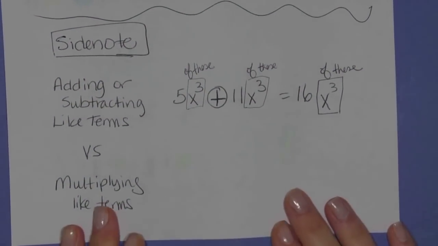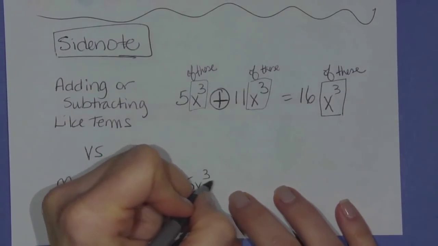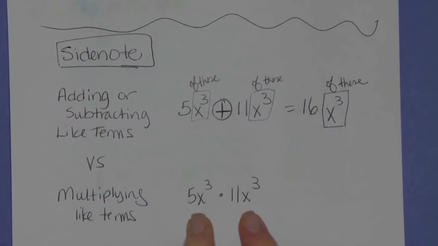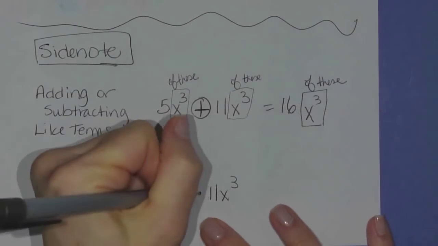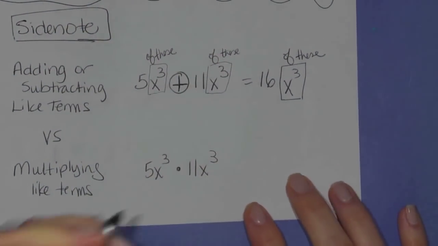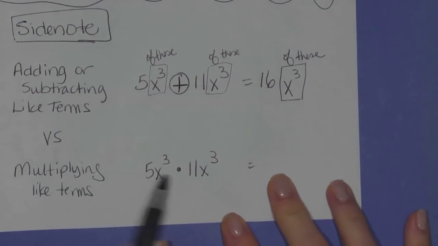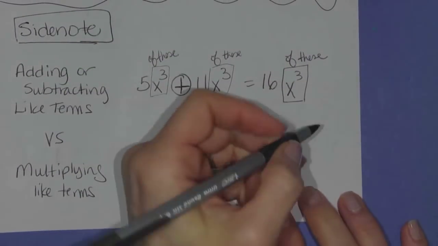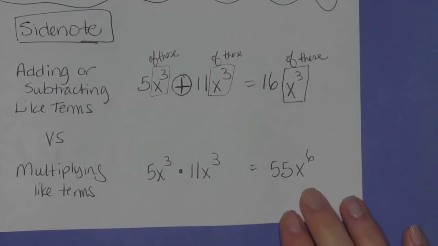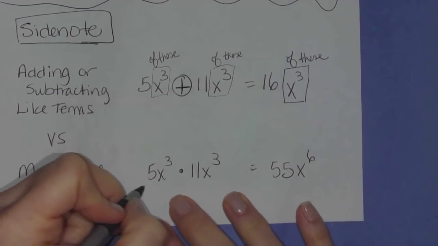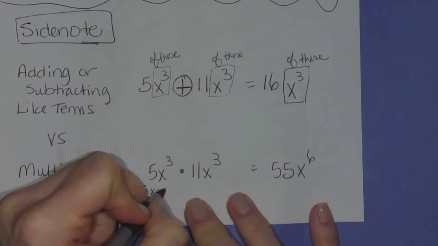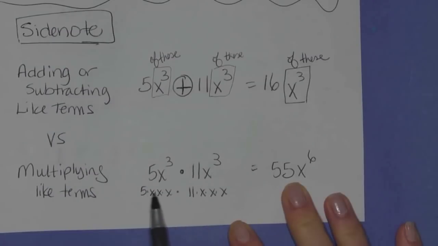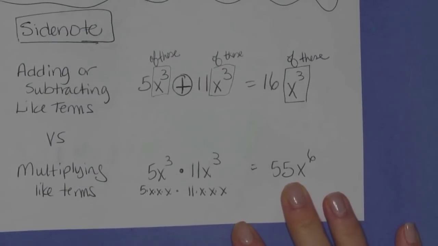Here's where it gets confusing. If I ask you to multiply these two like terms, right? 5x to the third times 11x to the third, we know by the product rule that 5 times 11 is 55. And that when we add these exponents, we get x to the 6th. And if you break things down because you don't like shortcuts, this is 5 times x times x times x times 11 times x times x times x. And so there's your 55 and your 1, 2, 3, 4, 5, 6 x's.